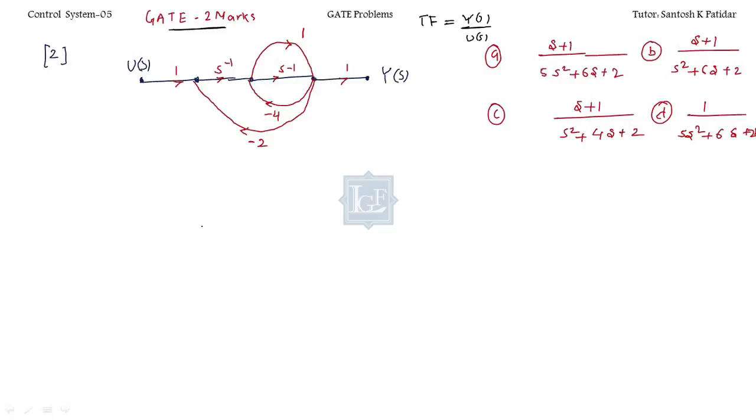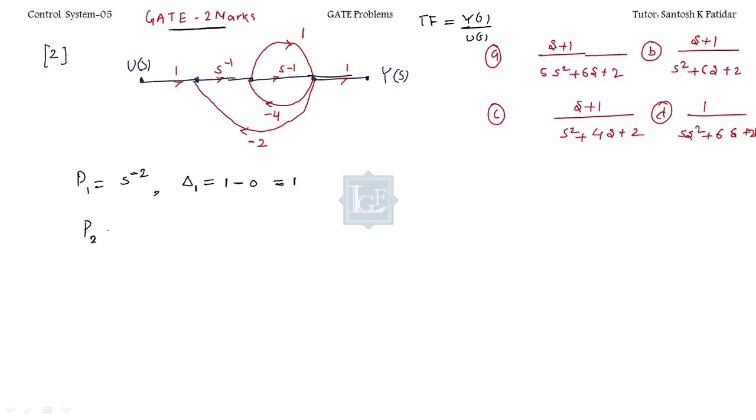Here, how many forward paths do you have? First identify the forward paths. Let's take P1. I'll consider this one first. The gain is s minus 2. The del 1 corresponding to this path P1: all loops are touching with this, so definitely this will be 0, and finally you have only 1.